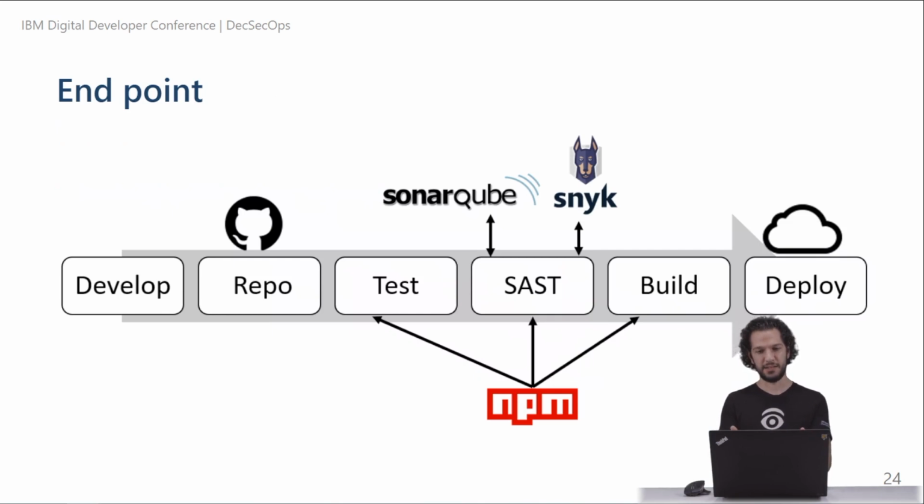We are going to add the SAST in two different ways. We're going to add a SonarQube piece to it, and we're going to add a Snyk piece to it. Those two are going to look at our software, analyze it in different ways, and give us feedback. So let's get started with what we have.